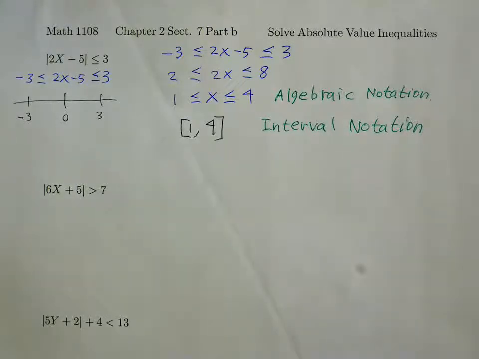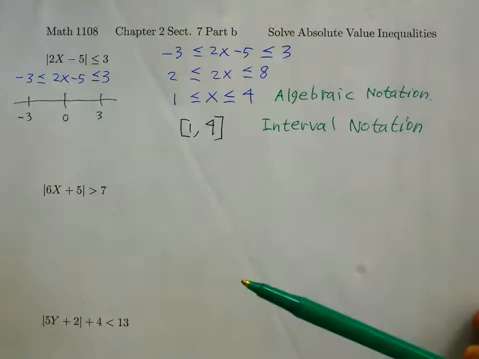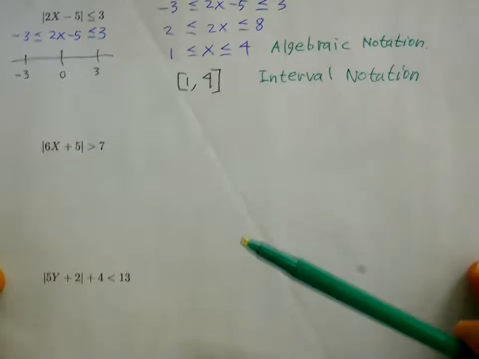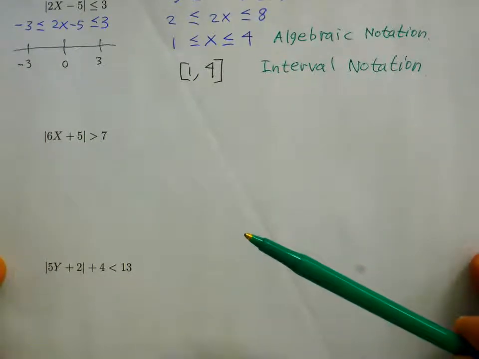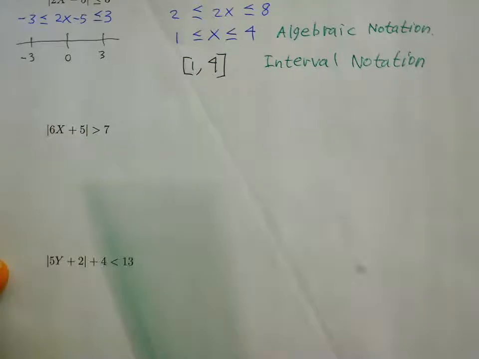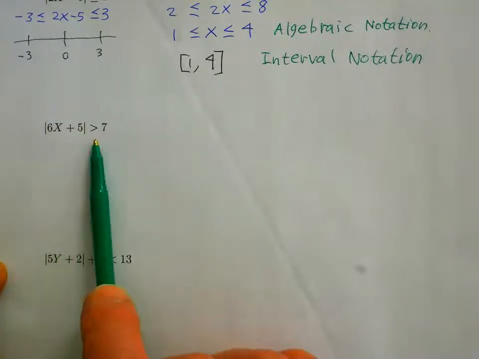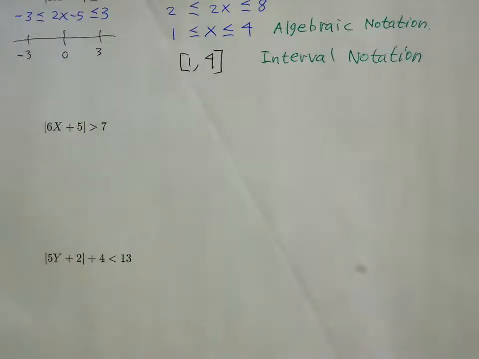Okay, the next absolute value inequality is different than the one we just did. This time we have the absolute value of 6x plus 5 is greater than 7. So 6x plus 5 just represents a number. And if the absolute value of a number is greater than 7, then that number can't get closer to 0 than 7.